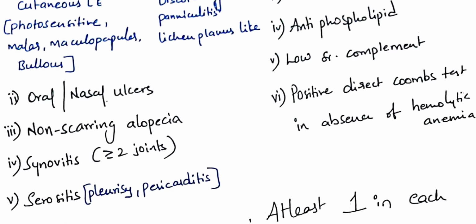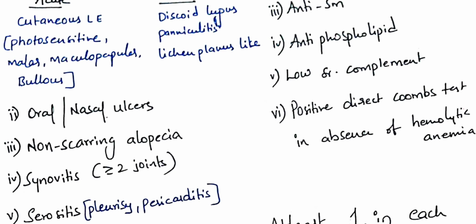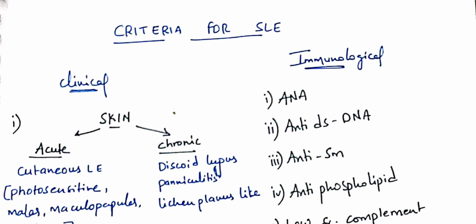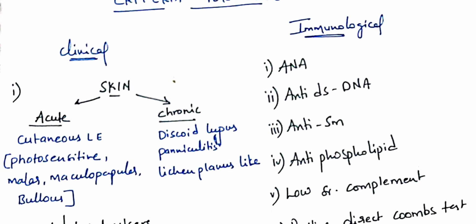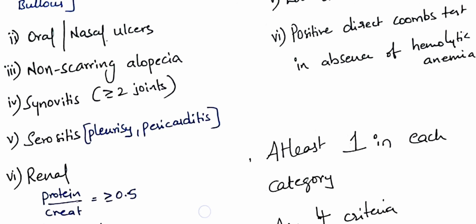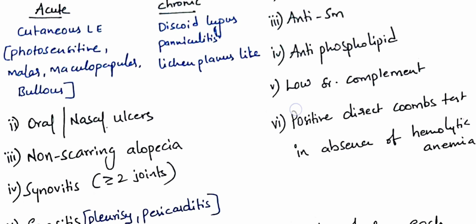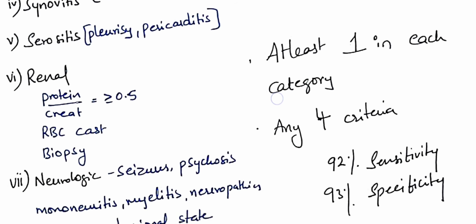And in the absence of hemolytic anemia, a positive direct Coombs test will be considered as one of the criteria to diagnose SLE. So at least one criterion should be there in each category, and any four criteria including at least one from each category, we can classify this patient as a patient of SLE.